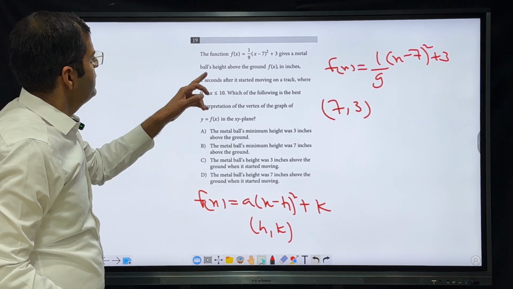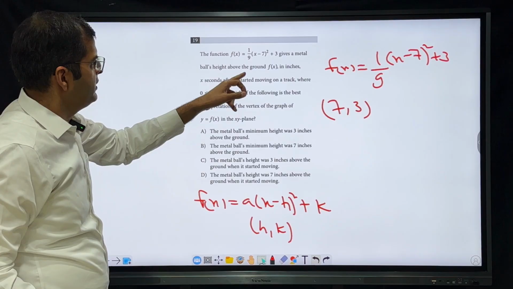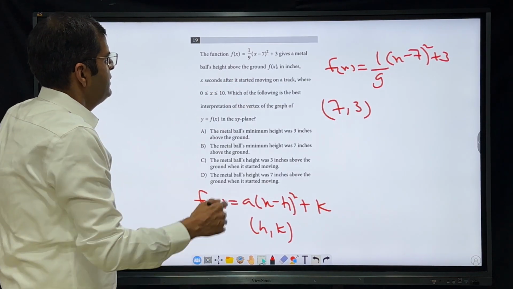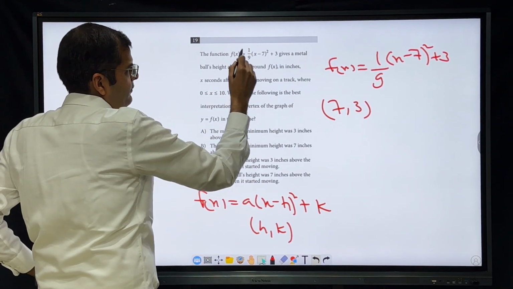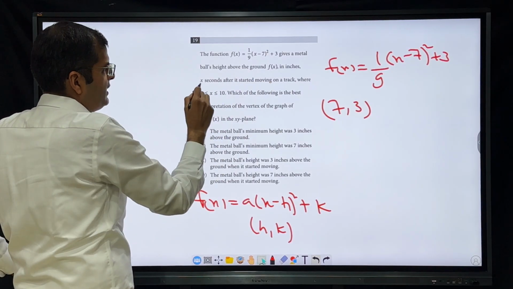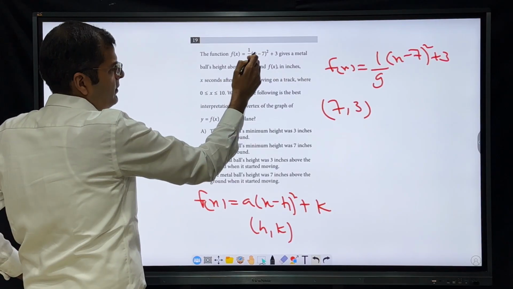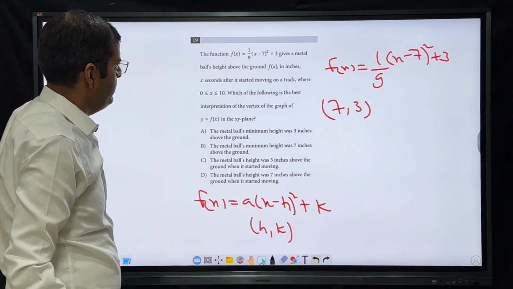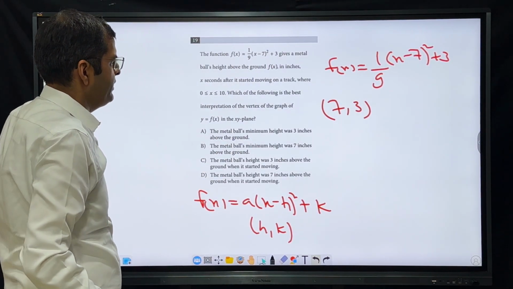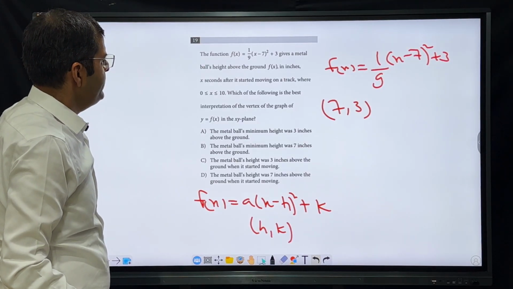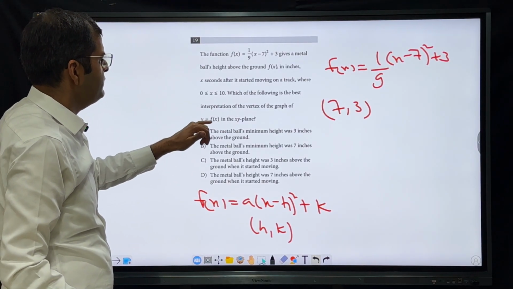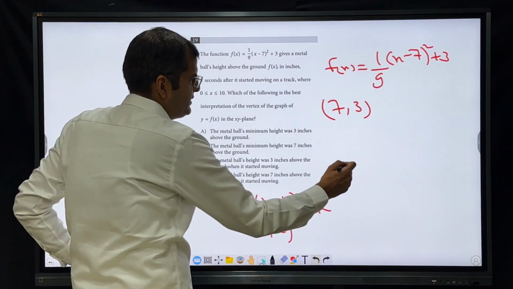It gives a metal ball's height above ground, f of x. So this is the height. So f of x is the height above ground in inches, x seconds after it started moving on a track. X is the number of seconds after it started to move on the track, where x lies between 0 to 10. Which of the following is the best interpretation of the vertex of the graph of y equal to f of x in the plane?